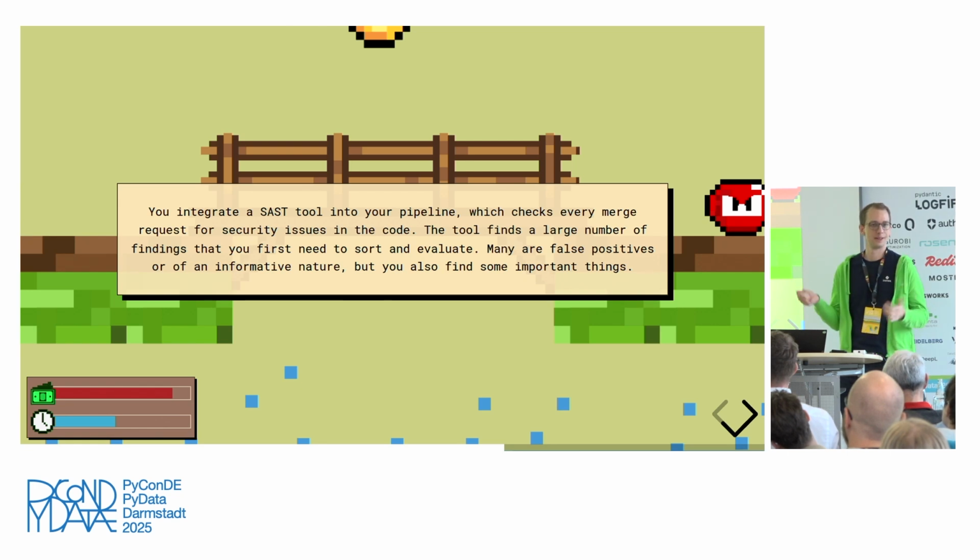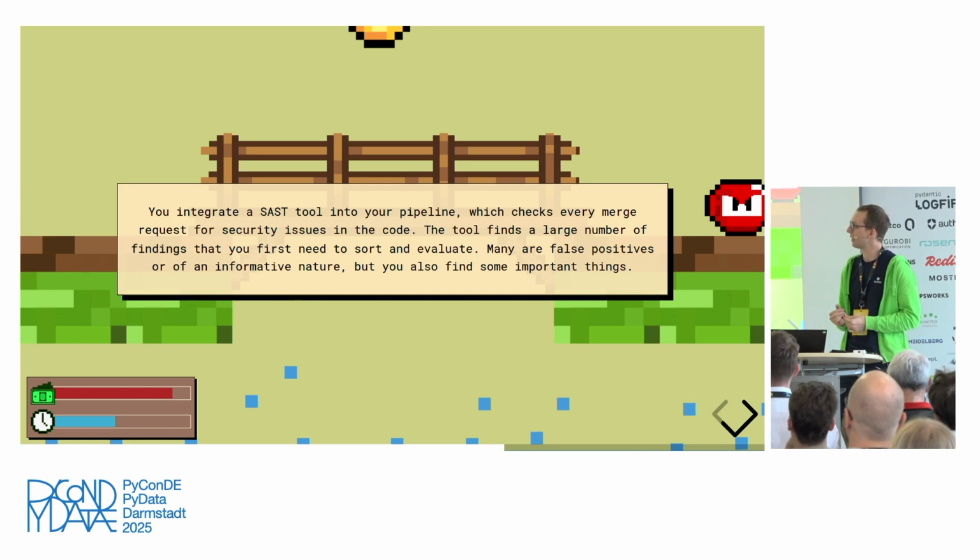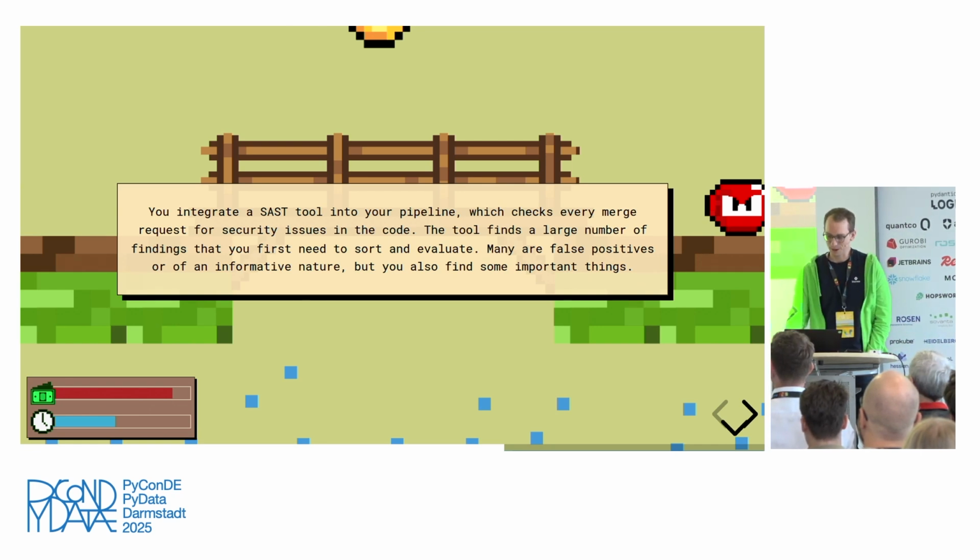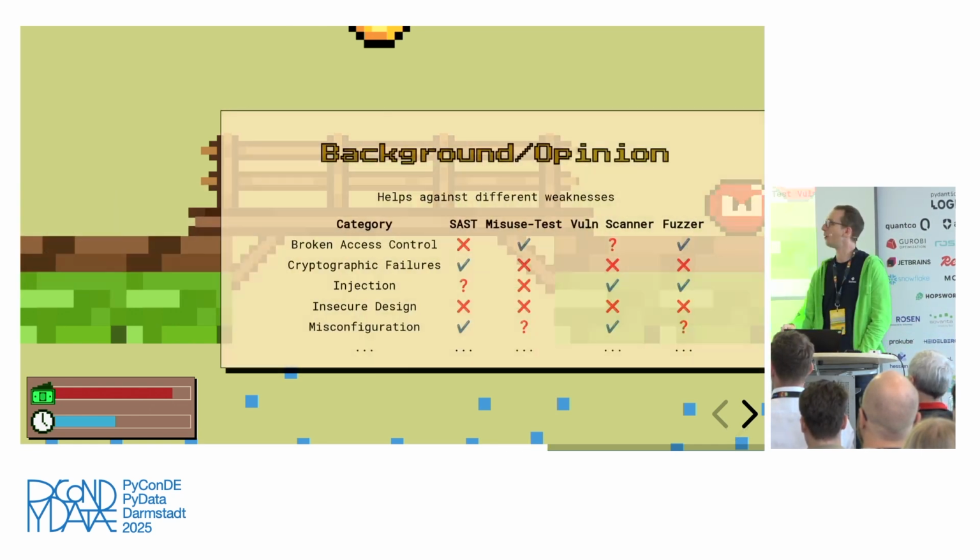In the beginning, you get a lot of findings and also some false positives, so you have to go through all of them and sort and assess them. But you also find some important things. So that was a good decision to scan your code for security issues. We already had the comment, why not all of them?